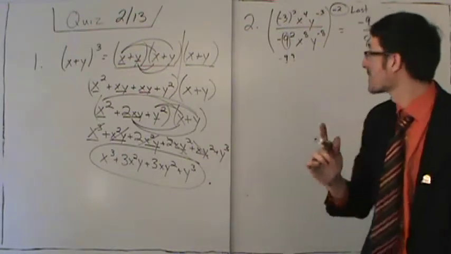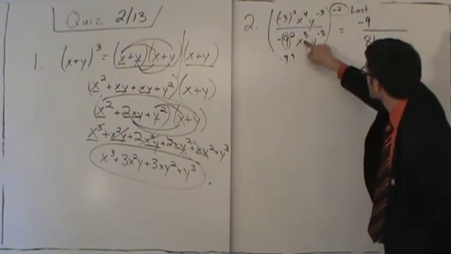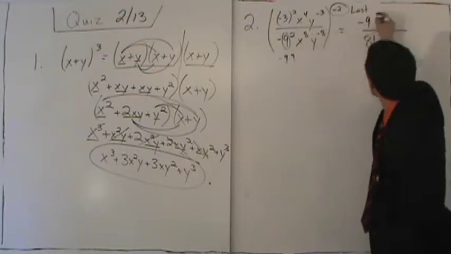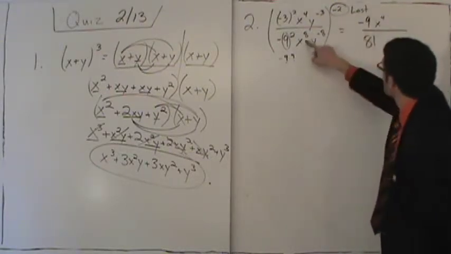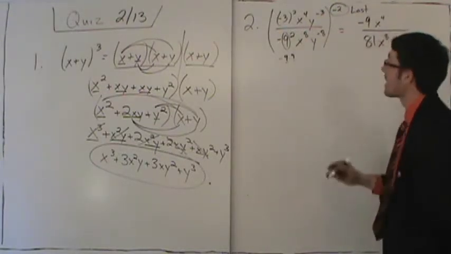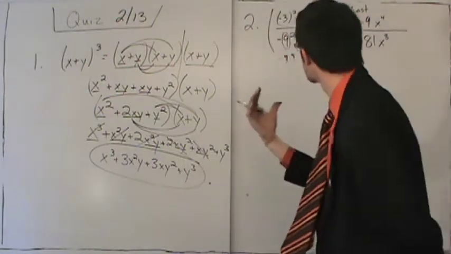Put the negative on top. Now, x to the fourth and x to the eighth. Do these move? No. So leave x to the fourth alone, leave x to the eighth alone because their exponents are positive. Remember, we want to make negative exponents positive.